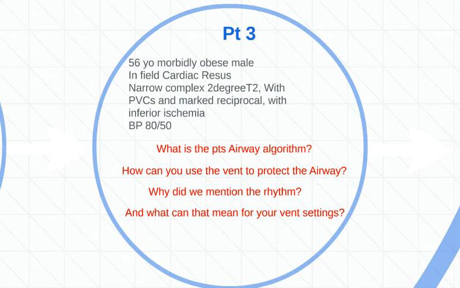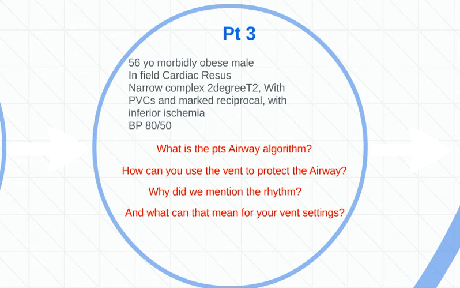Now that's a lot I just threw at you. That's an extreme amount that I just threw at you. But I want you guys to sift through it. What is this patient's airway algorithm? Well, he's unconscious and near death. He's a crash airway. How could you use the vent to protect his airway? Well, the same way you would normally use a vent. You tubed him. You either have an extraglottic airway in him, or you have a tube in him, and you just set up the vent like you normally would.